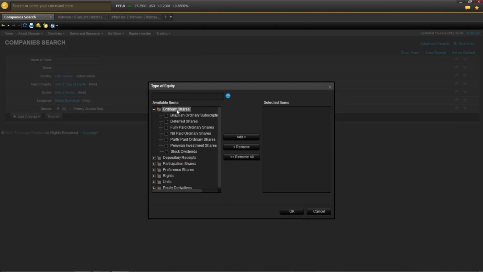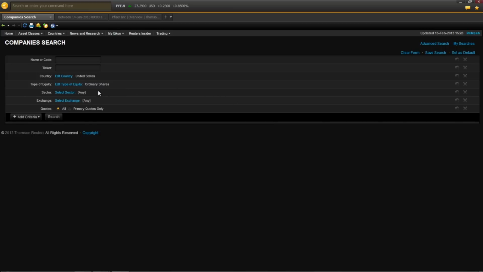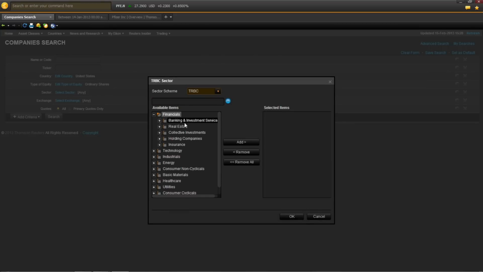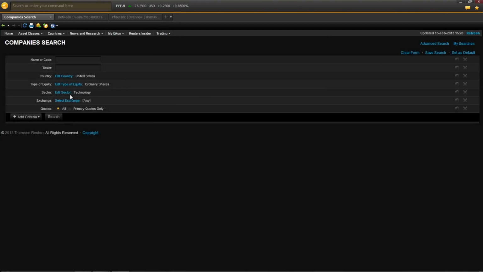Right now we'll look for ordinary shares, but you could look for preference shares or derivatives and warrants. We'll go ahead and look at ordinary shares. Let's do a sector analysis for, let's go ahead and select the technology sector. But as you could see, we could select from really any different sector or group. And we'll select any exchange in the United States. And we'll select only the primary quotes so that we don't get all the secondary quotes in our results.